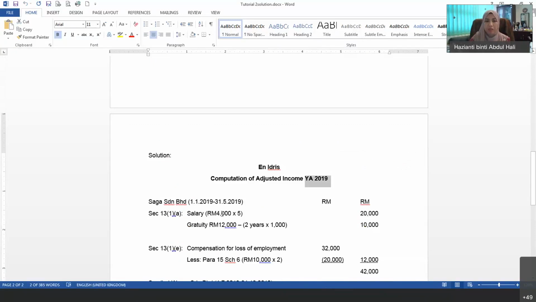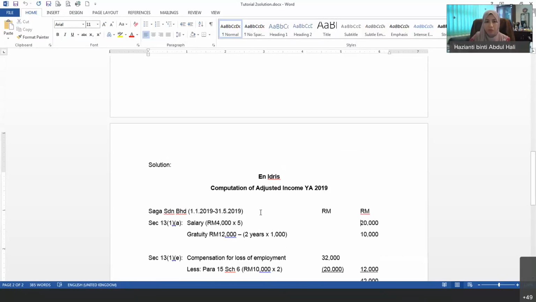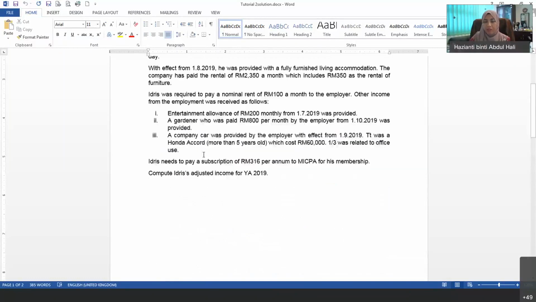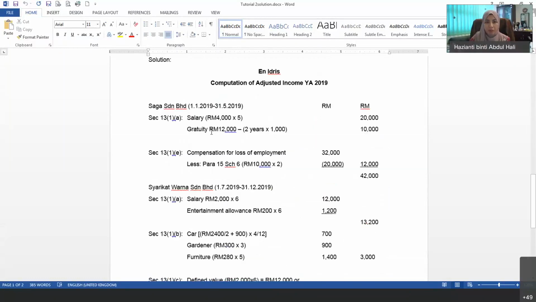So his salary is 4,000 per month. This is 5 months, so 20,000. Gratuity, he gets 12,000 gratuity minus 2 completed years. Even though he worked here from 2016, look at the question, he was terminated in May 2019. So 2 completed years only: gratuity 12,000 minus 2 times 10, 10,000.